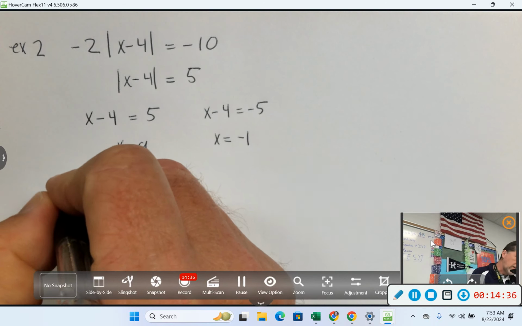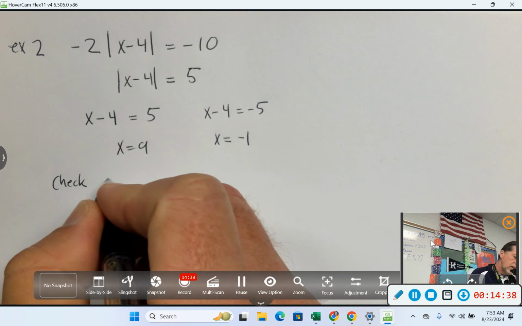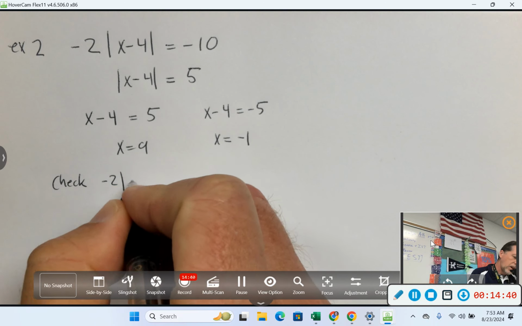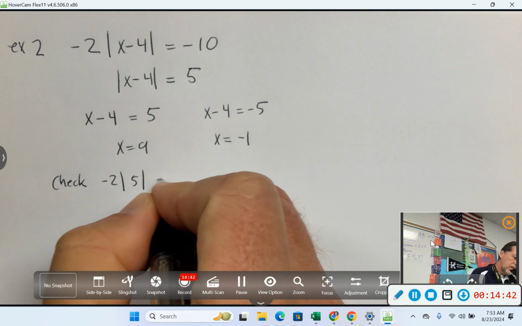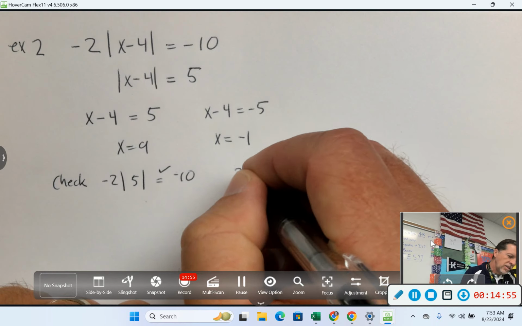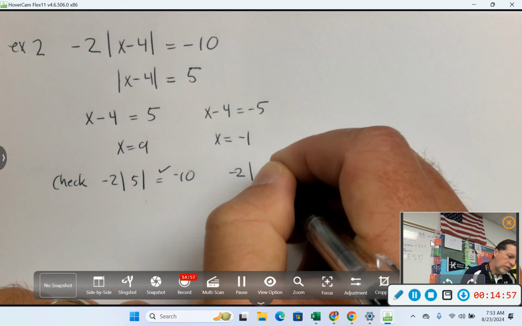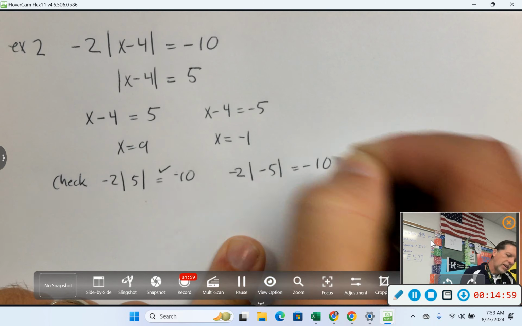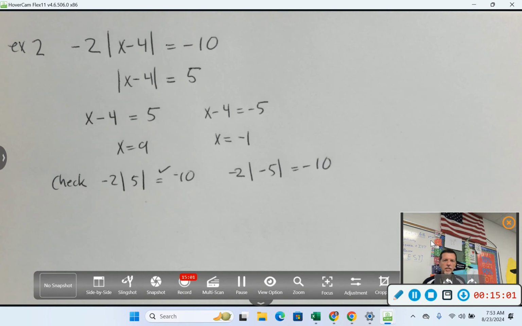But then we have to check them. So -2 times, yeah, that one works. Again, in checking, show as much work as you need to. Because if you don't check and one's wrong, then obviously you'll get that problem wrong. Negative 2 times absolute value of negative 5 equals negative 10.